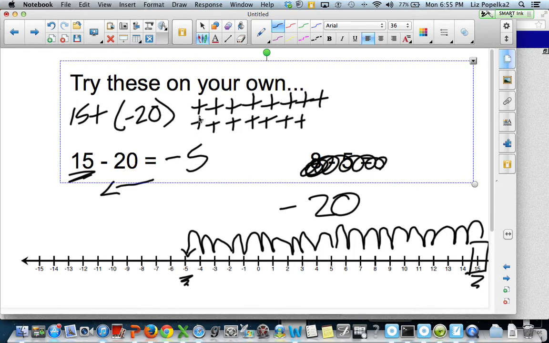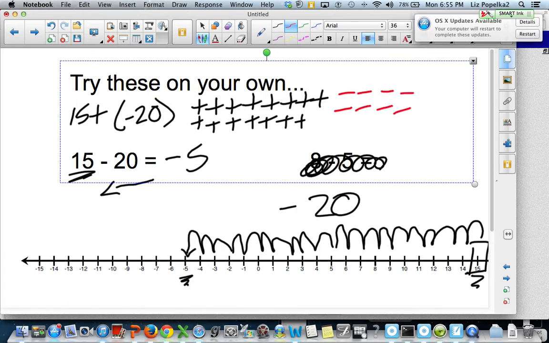So here's my positive 15 that I just put here. Now I'm going to do a negative 20. 1, 2, 3, 4, 5, 6, 7, 8, 9, 10, 11, 12, 13, 14, 15, 16, 17, 18, 19, and 20. So I've just made a model of positive 15 plus a negative 20. So we all know what happens when positives and negatives get together.